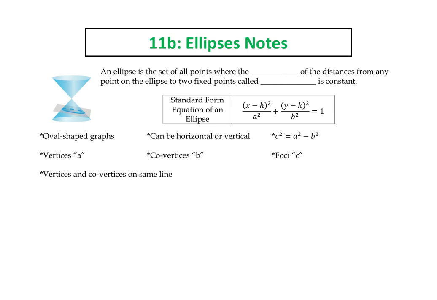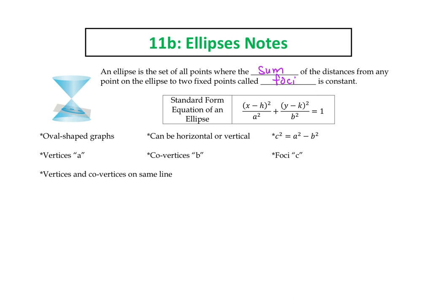Okay, an ellipse is a set of points where the sum of the distances from any point on the ellipse to two fixed points called the foci, or the focus for one, foci for plural. This is the standard form of an ellipse.